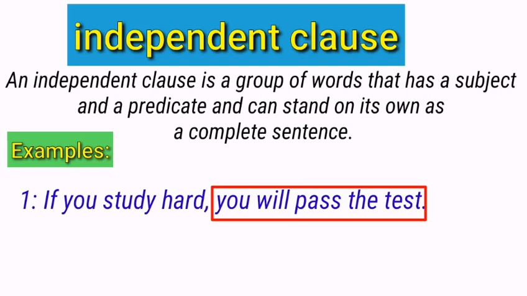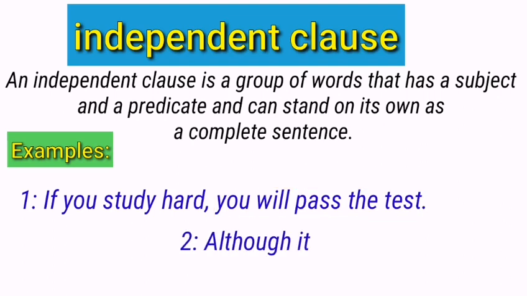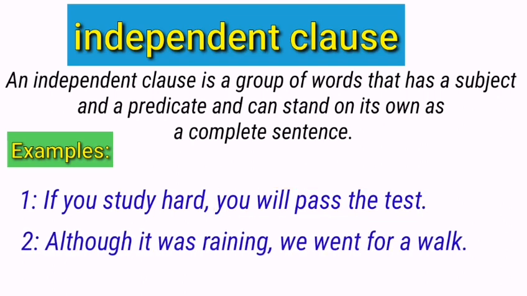The next example is: although it was raining, we went for a walk. Observe this sentence. This part of the sentence, we went for a walk, is an independent clause because it is a group of words, and it has its own subject and a verb. And the main point is, it can stand alone as a sentence and give us a complete meaning.